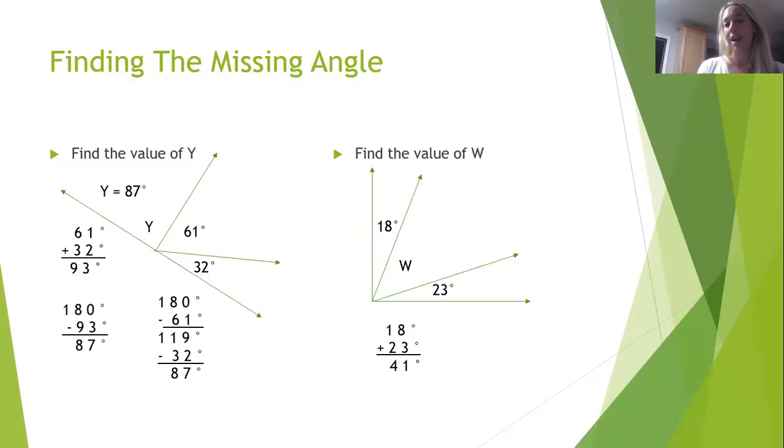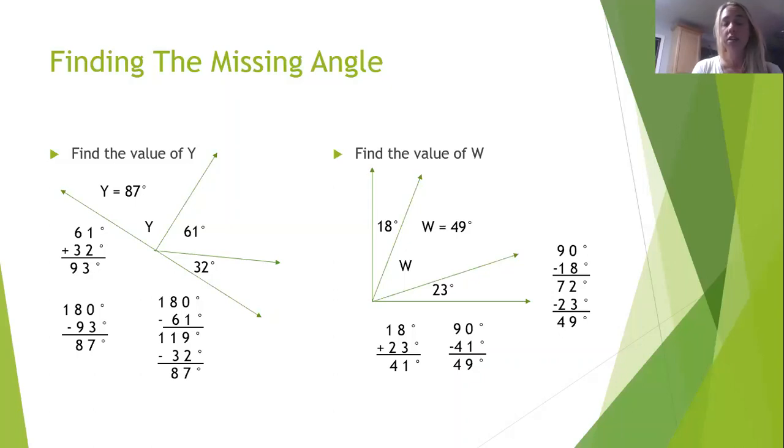Now, since I know this is a right angle, the total angle measure for all three angles is going to be 90 degrees. So I subtract 41, and I will get 49. So we know that angle W is going to equal 49. Now again, the other way you can do this is doing two subtraction problems. So I'm going to work that out for you in the same way. We start with 90 degrees because that's the total angle measure. We subtract 18 and we get 72. And then we subtract 23 because that's our other known angle, and we will get 49. So we know that angle W is equal to 49.